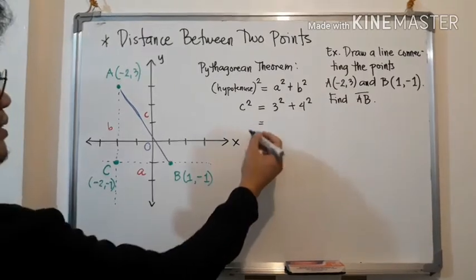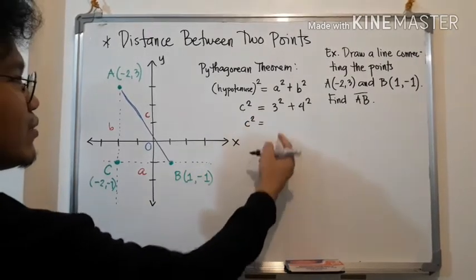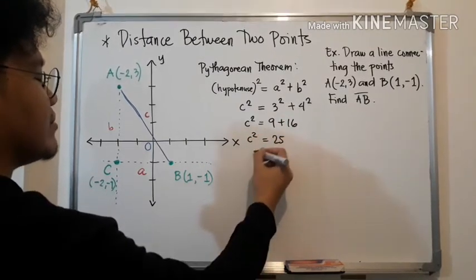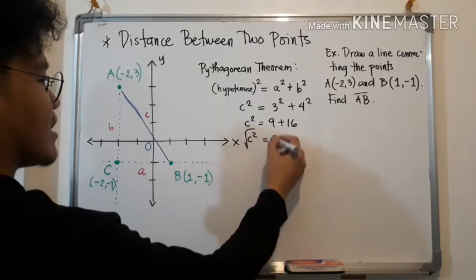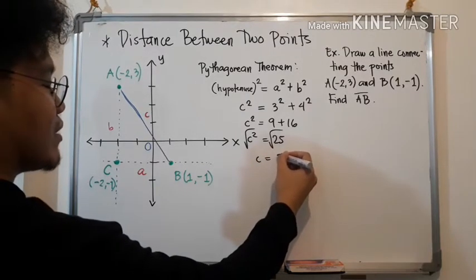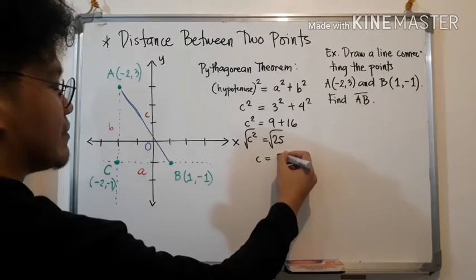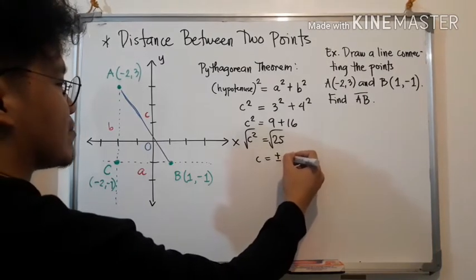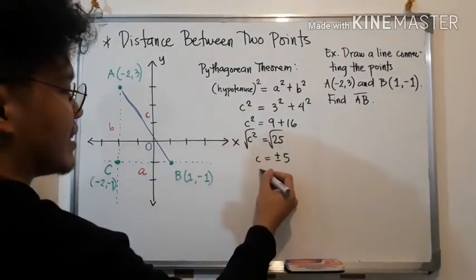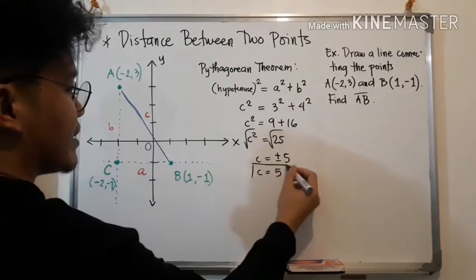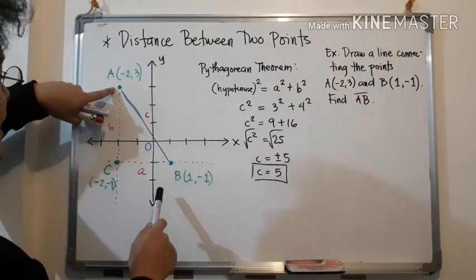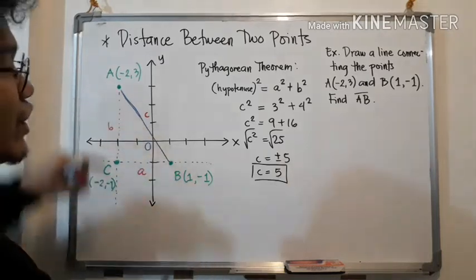Okay, solving further, we get c squared is equal to 9 plus 16. c squared is equal to 25. And taking the square root of both sides of the equation, we get c is equal to, mathematically speaking, two values, plus minus 5. But since we are talking about distance, wala pong negative na distance, so we get c equal to 5. Therefore, the measure or the distance between point A and point B is 5 units.